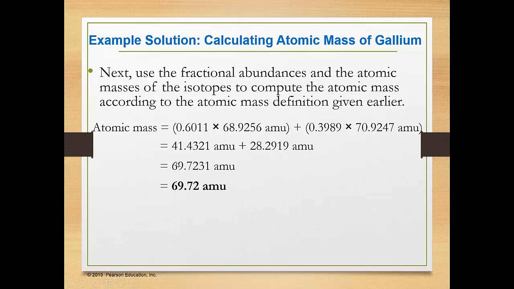69.7231. Now my final answer I round off to significant figures. I did a multiplication here. I had limited to 4. This limits me to 4. They are both going to have the same number of places here. So that gets cut off at this point to the 4.